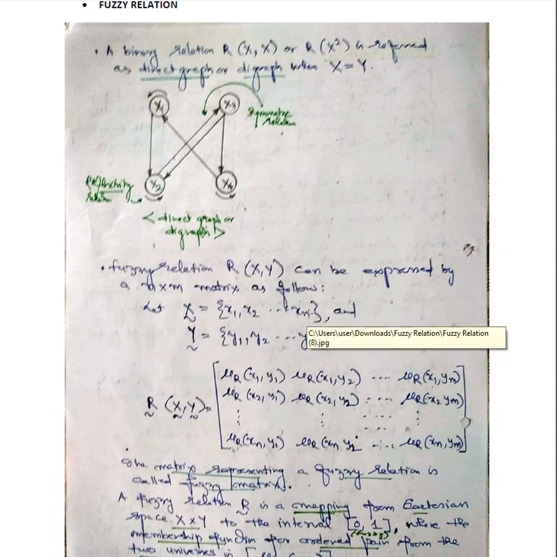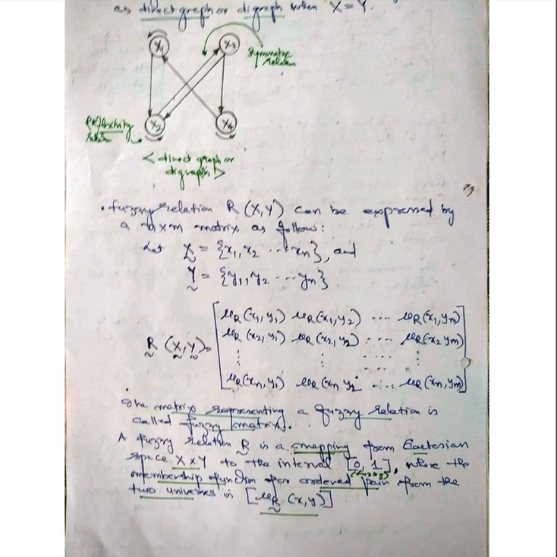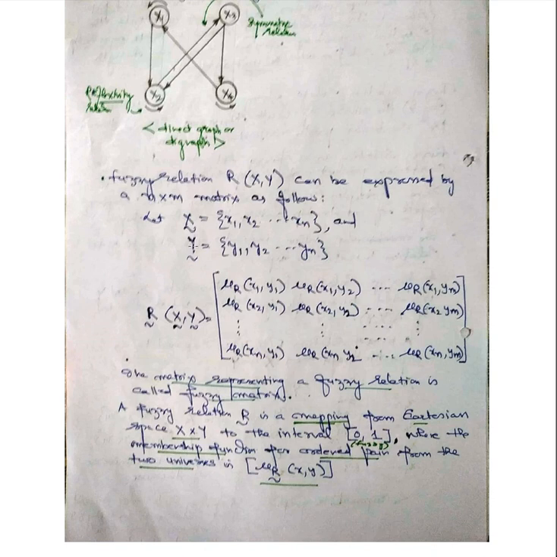If x has elements x1, x2, up to xn, and y has elements y1, y2, up to yn, then our fuzzy relation between x cross y we define in terms of membership functions between these two: mu r of x1, y1, mu r of x1, y2, like that. So this matrix representation of the fuzzy relation is called the fuzzy matrix.